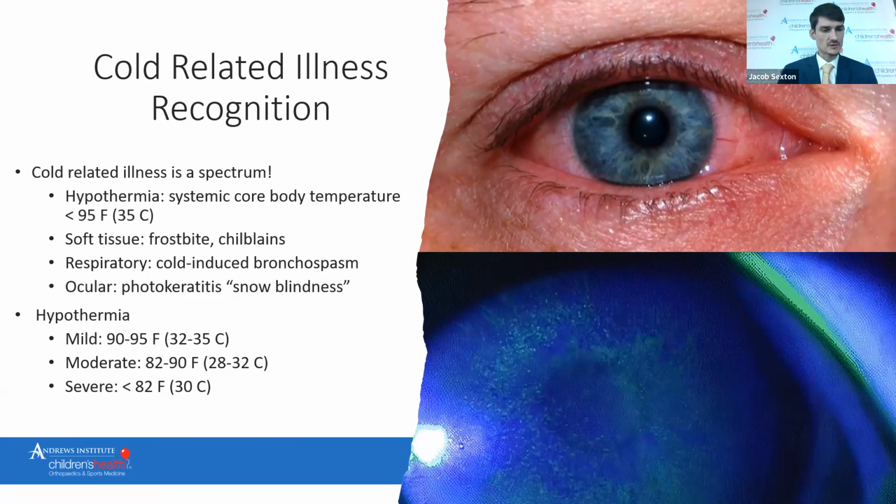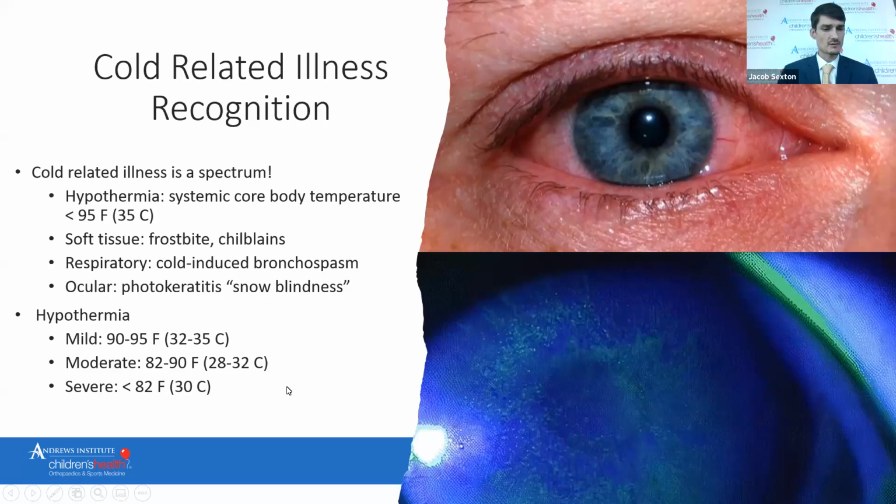We need to think about the respiratory aspect. With the dry, cold air, you can have cold-induced bronchospasm and exercise-induced asthma. And then you need to think about the ocular aspect of it. The image on the right is photokeratitis, or snow blindness. These are individuals who are typically snow skiing or in a very snowy environment, where the reflection from the sun can cause burning and disruption of the eyes, which you can see here on this fluorescein scan on the bottom right image.